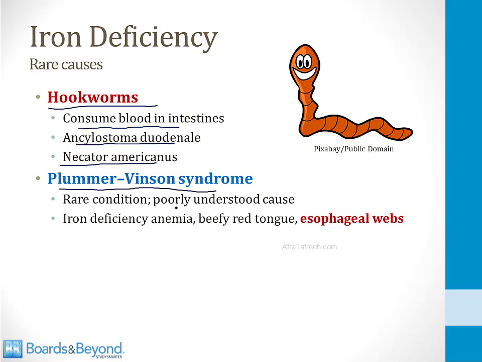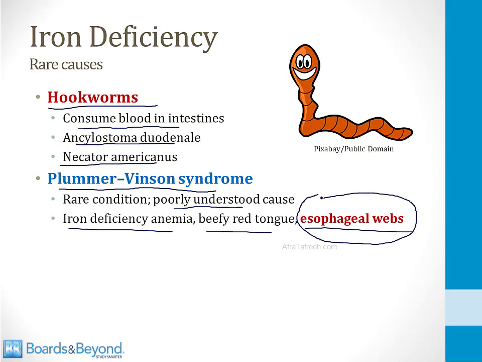This is a rare condition that has a poorly understood cause, but it results in a classic triad of iron deficiency anemia, a beefy red tongue, and the presence of esophageal webs. Esophageal webs are the very unusual feature of this disorder. I talk about it in the GI modules on the esophagus.